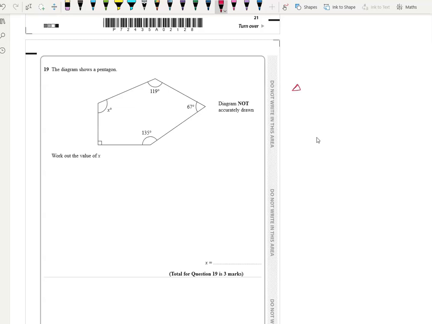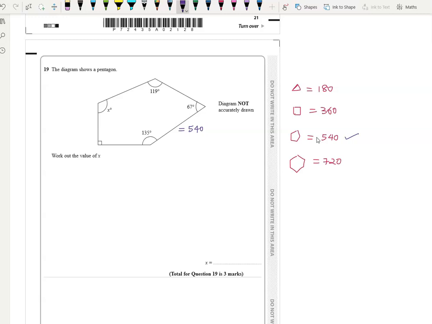The sum of interior angles of a triangle is 180 degrees. For a quadrilateral, it is 360. Every time a side is increasing, the total increases by 180. So from quadrilateral, when you move to pentagon, 5 sides, it increases by 180, it becomes 540. And if it is a hexagon, the total is 720. Our question, it is a pentagon, so all the angles should add up to 540 degrees.